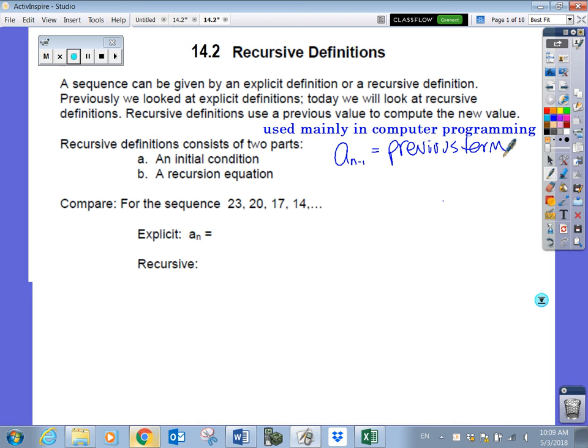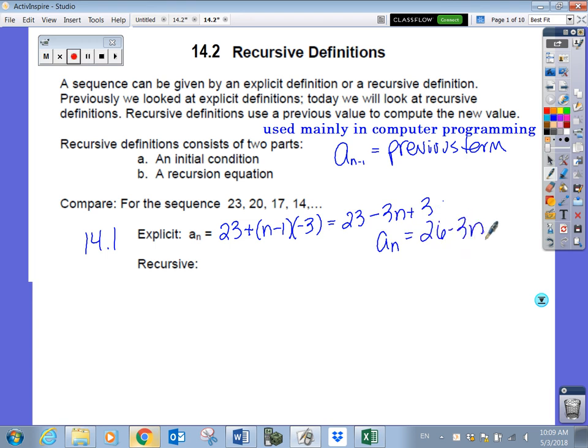From yesterday, if we write the explicit, from 14.1, we took a sub 1 plus n minus 1 times the common difference. 23 minus 3, 20 minus 3, 17 minus 3, so our common difference was negative 3. And remember, we distribute and combine like terms. So a sub n would be 26 minus 3n. That was from yesterday, an example of an explicit formula, just to remind you of what we did.